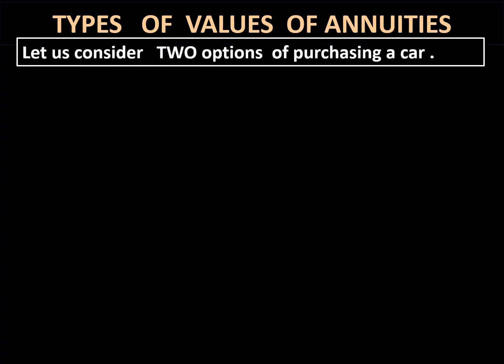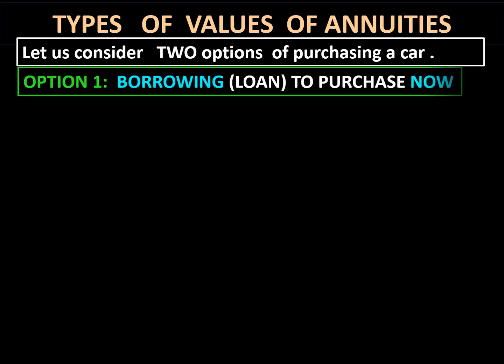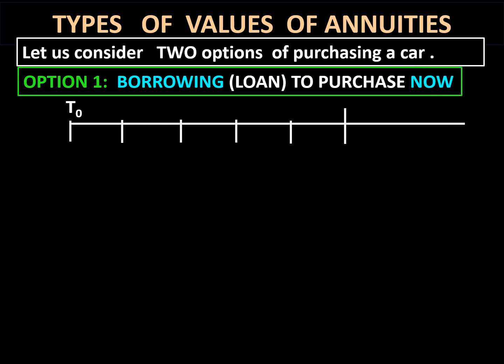There are 2 values of annuities. To look at this, we're going to consider 2 options of purchasing a car. The one option would be borrowing. Otherwise, you don't have the money, so you take out a loan and you want to purchase the car now. So let's say we have a scenario. You take out the loan, and that will be at T0, and then after that you make your regular payments, 5, and you can continue 6, 7. It depends on what your agreement is. So let's say up to 60 payments, or you can have 100 payments.